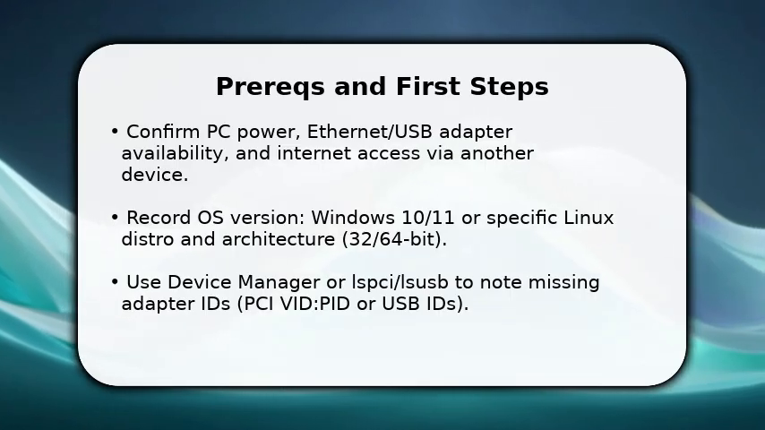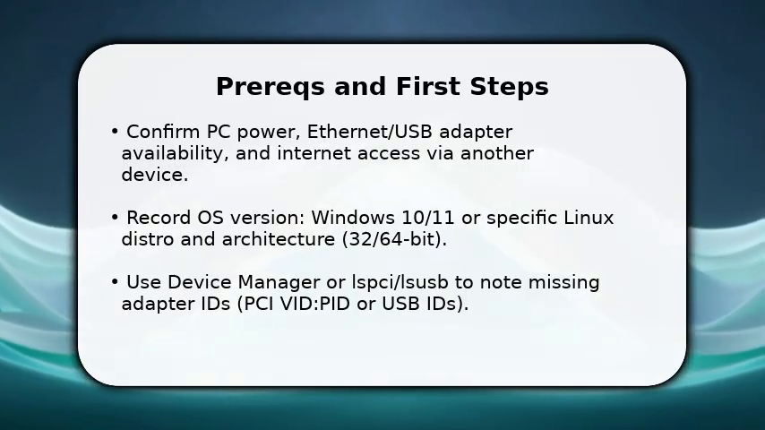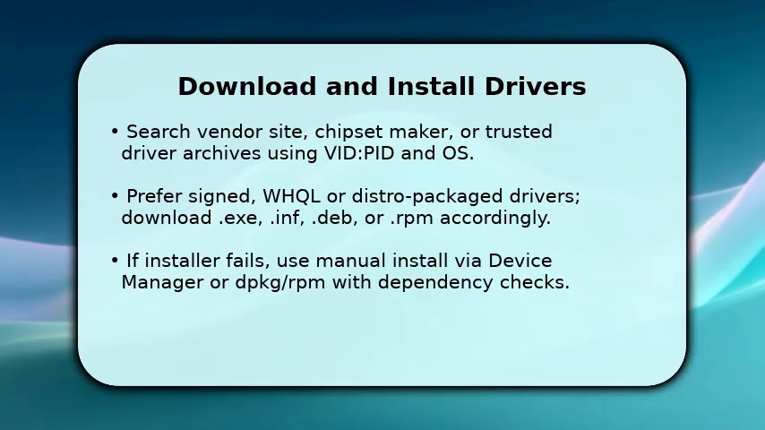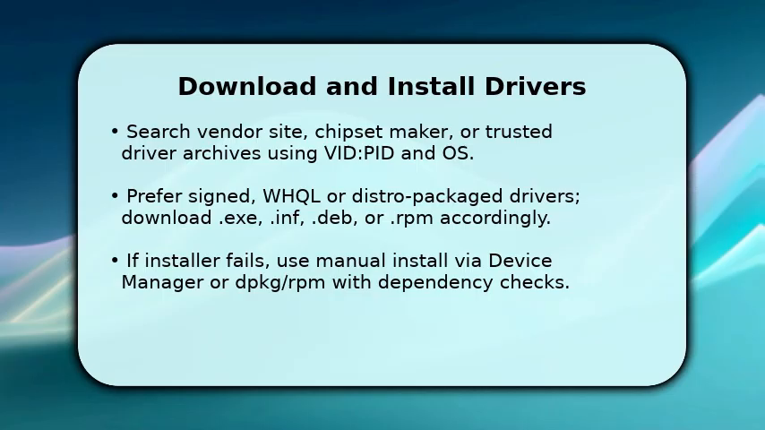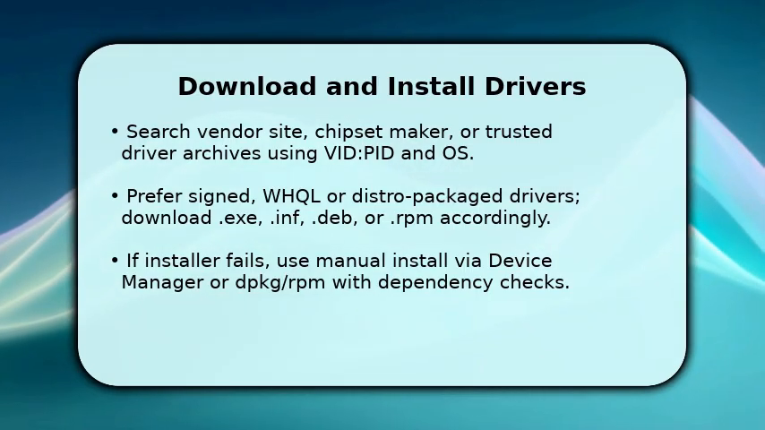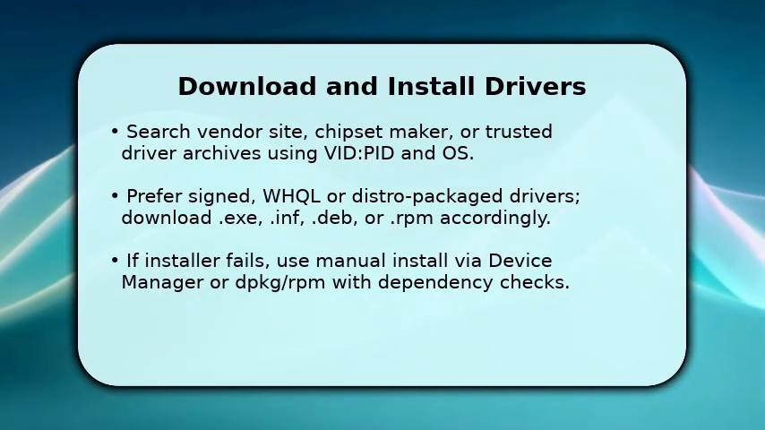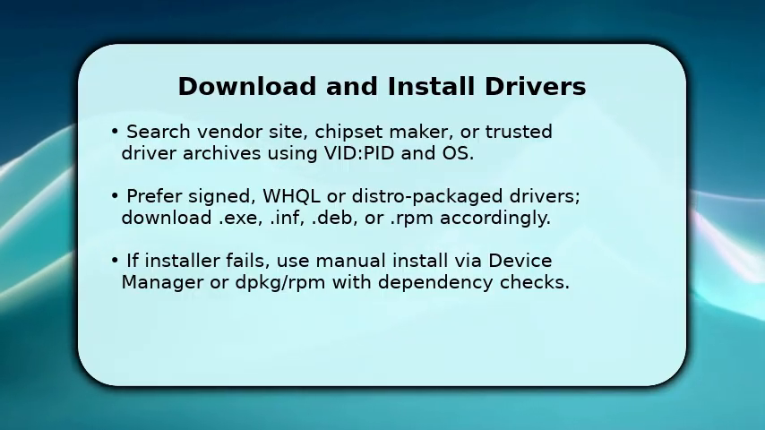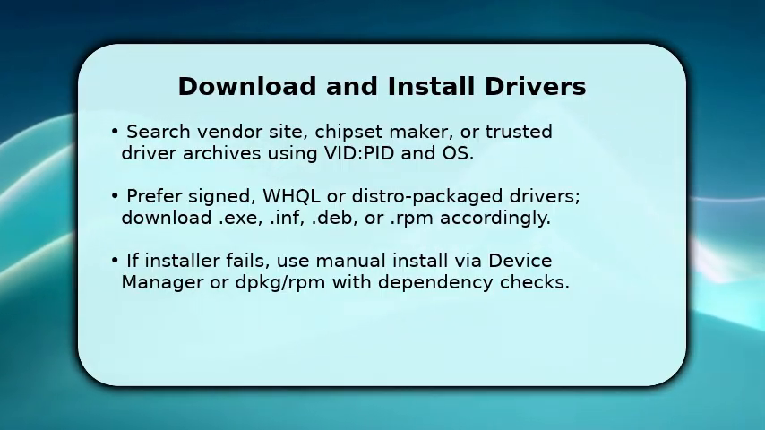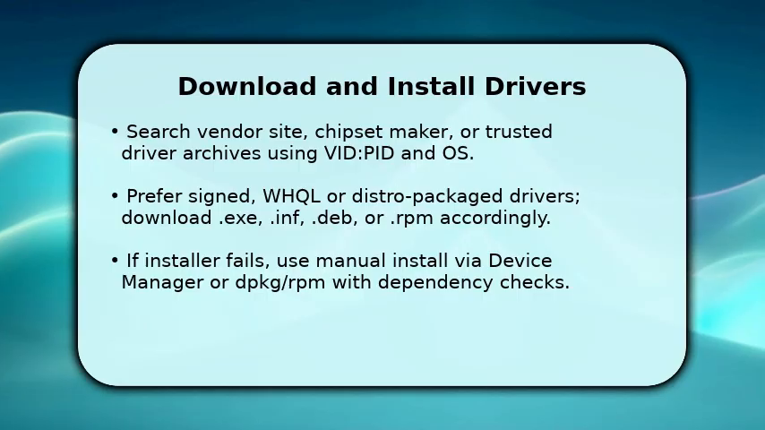Now download and prepare to install the driver that matches the device ID and OS. Head to the adapter vendor or chipset manufacturer to find the latest signed or WHQL driver. For Linux, use distro packages first. Choose the correct package type: EXE or INF for Windows, DEB or RPM for Linux. If the bundled installer fails, extract files and perform a manual install through Device Manager or with dpkg/rpm commands, finish by confirming the adapter is recognized and has an IP address.